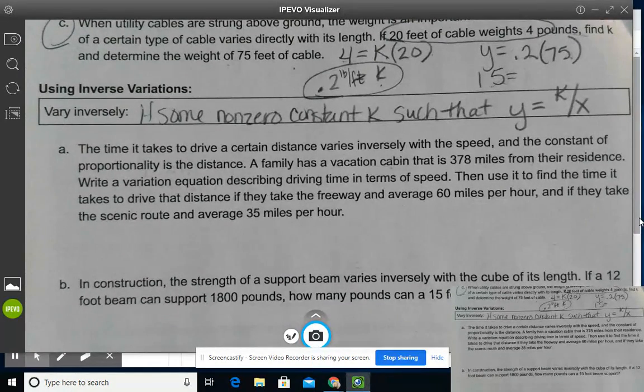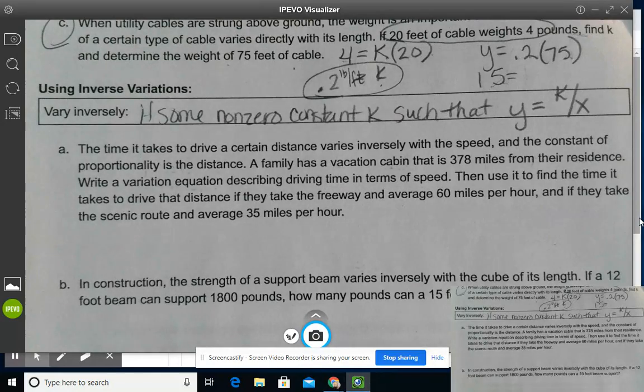Okay, the time it takes to drive a certain distance varies inversely with speed, and the constant of proportionality is the distance. A family has a vacation cabin that is 378 miles from their residence. Write a variation equation describing driving time in terms of speed, then use it to find the time it takes to drive that distance if they take the freeway and average 60 miles per hour, and if they take the scenic route and average 35 miles per hour.